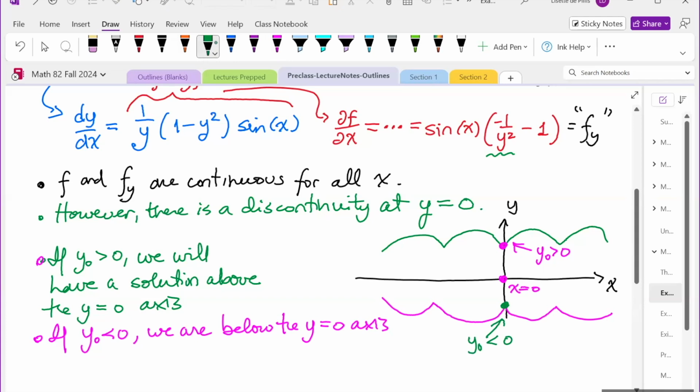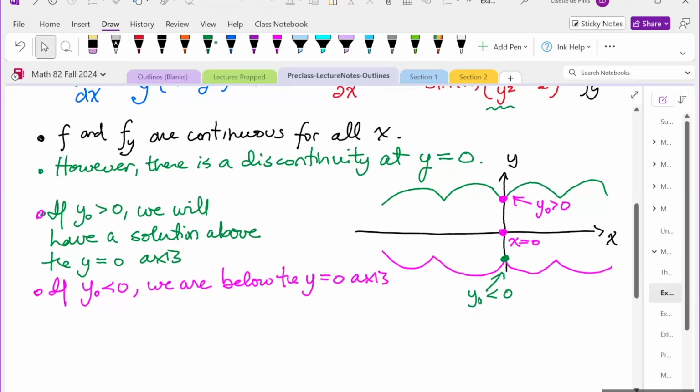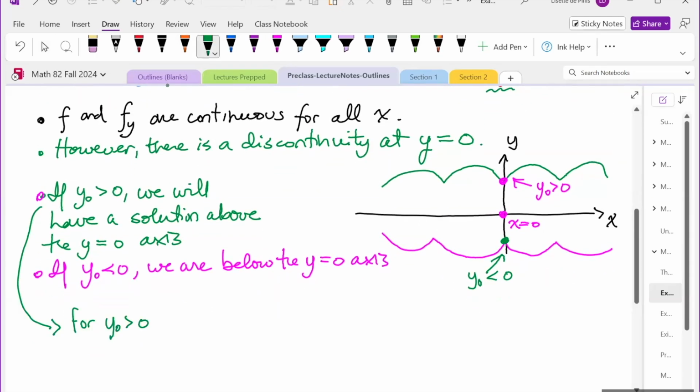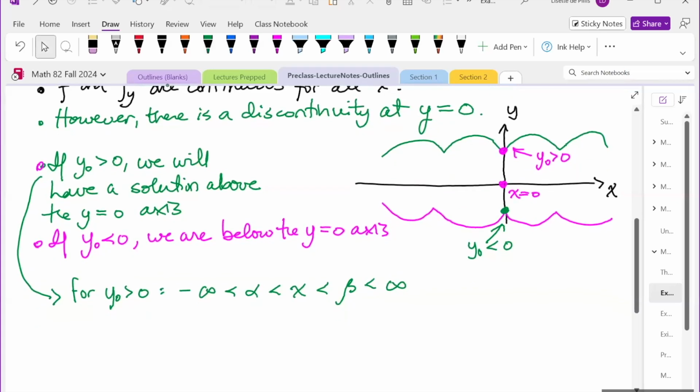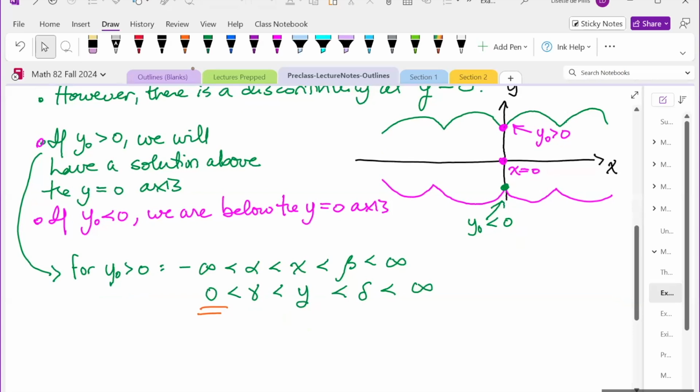So where are our domains of existence for y naught positive? We can say that our x can roam anywhere it wants between minus infinity and infinity. However, y must stay strictly above the value 0. Analogously, if our initial condition y naught is negative, then our solution y can exist only between 0 and negative infinity, but for all values of x.